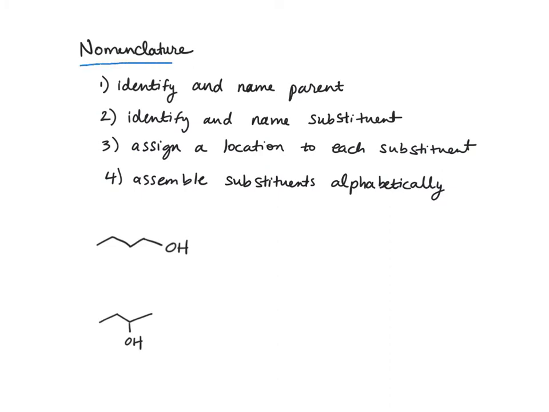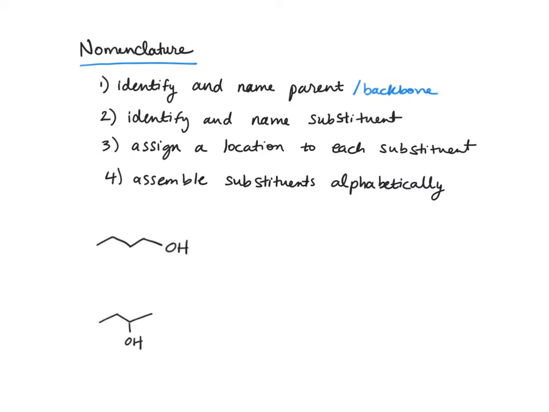Nomenclature of alcohols. You want to first identify and name the parent or the backbone of the compound. Then identify and name each substituent that's attached to that backbone. You want to assign a location to each substituent and then assemble the substituents alphabetically.